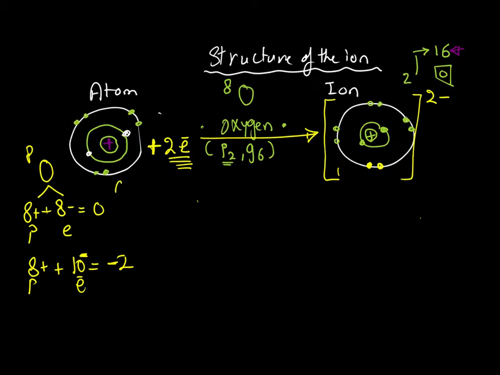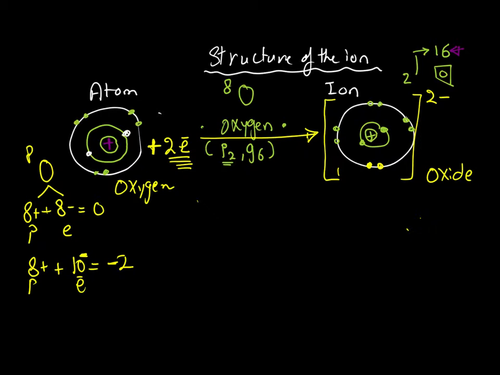If this atom, we call it oxygen, the ion we call it oxide, and this is what usually we say for nonmetals. If sulfur gains electrons, it will make a sulfide, chlorine makes chloride, iodine makes iodide, hydrogen makes hydride, and oxygen makes oxide.